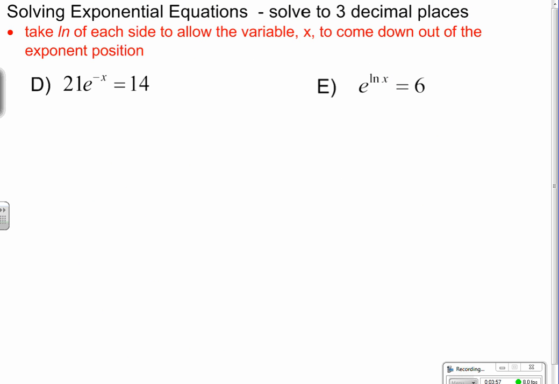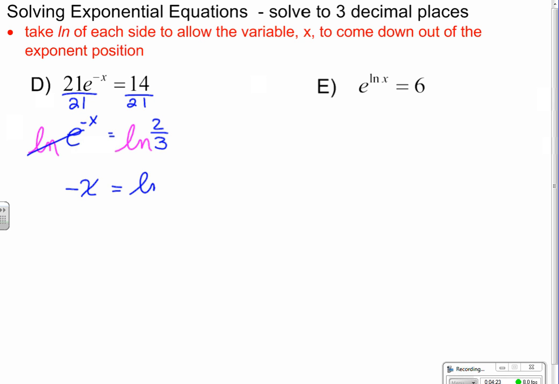More solving. Let's take and divide by 21, get e to the negative x by itself. That'll give me e to the negative x equals 2/3, because they're both divisible by 7. Let's introduce a natural log to each side to allow that x to come out of the exponent position. This will go to 1, and I'll end up with a negative x equals natural log of 2/3. But I want to know about x, not negative x, so multiply both sides by a negative.